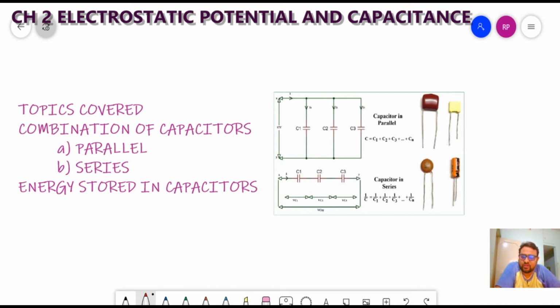Today we'll continue with chapter number 2, that is electrostatic potential and capacitance. Today the topic covered will be first combination of capacitors, in that we'll see about parallel combination and series combination. The second topic will be energy stored in the capacitors. Okay, so let's start with the first one, combination of capacitors, in that parallel connection.